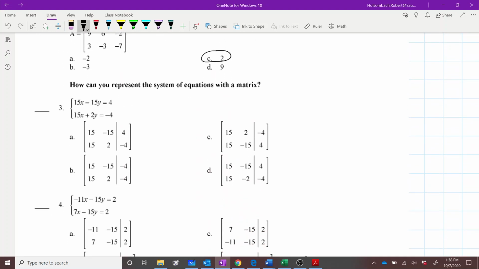How can you represent the system of equations with a matrix? Okay, remember, this first equation would be represented by a 15, a -15, a line for the equal sign, and then a 4, closed bracket. And then we've got a 15, +2, and a -4, closed bracket. So let's see. Looks like answer choice A here.